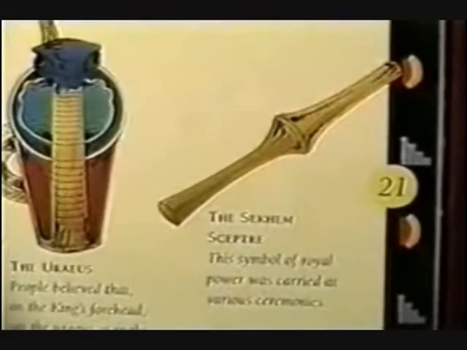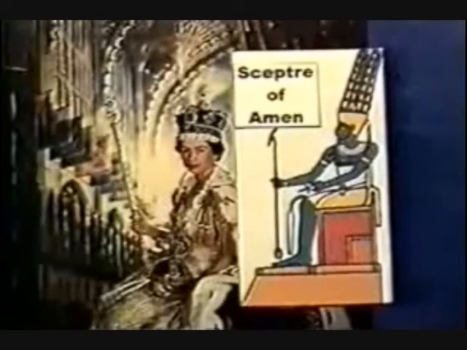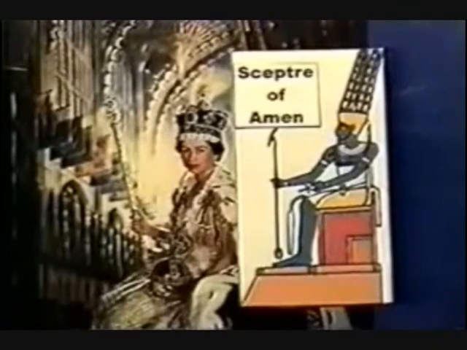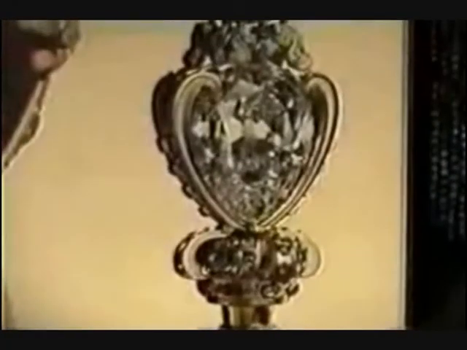The scepter originates in ancient Egypt and was carried by the Egyptian god Amun and by Egyptian pharaohs, who called themselves the Son of God. The royal scepter is now carried by pharaonic descendant Queen Elizabeth II. Her scepter contains the world's largest cut diamond, called the Star of Africa.